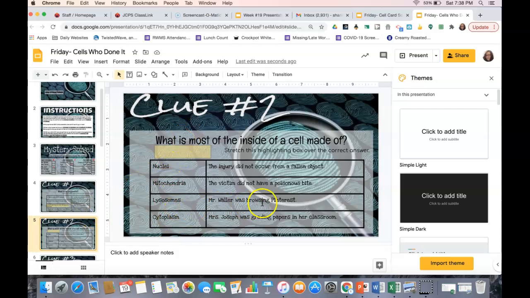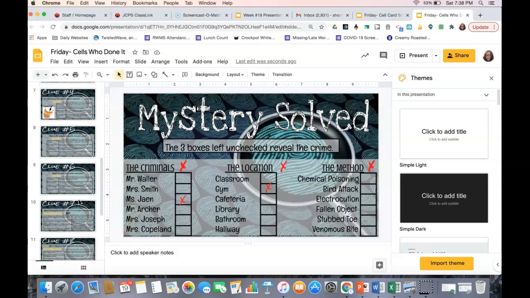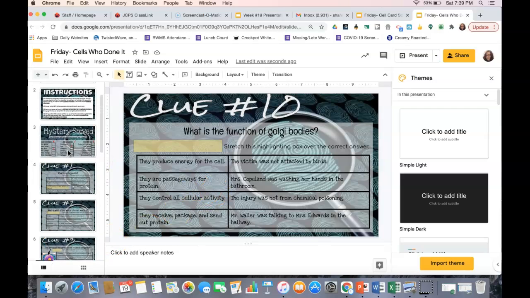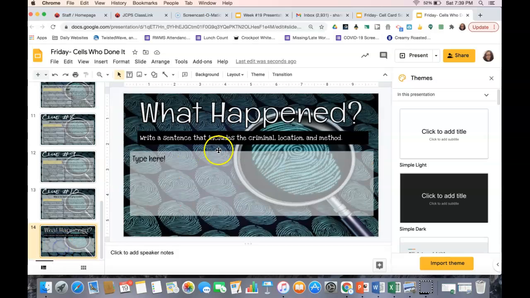Answer it, whatever the clue says, mark it out. Back on this slide. Okay, so once you've answered all 10 clues, once you get to clue number 10 and answer it, you will then have only one open box under criminals, location, and method. And that is the answer to our mystery, and you will type it right here. So it might be Miss Smith attacked Jerry in the hallway by unleashing an animal to do a venomous bite. Okay, so you really just have to look and see what your answer is at the end.